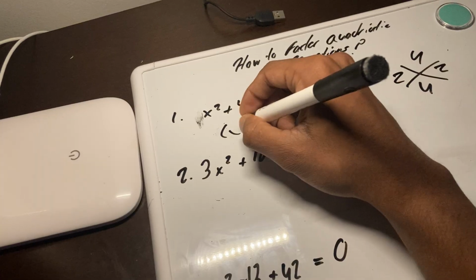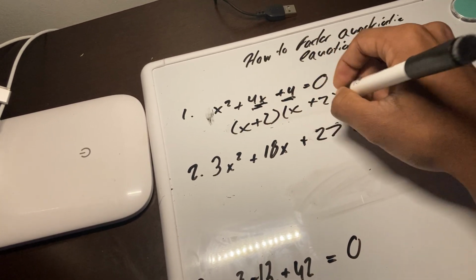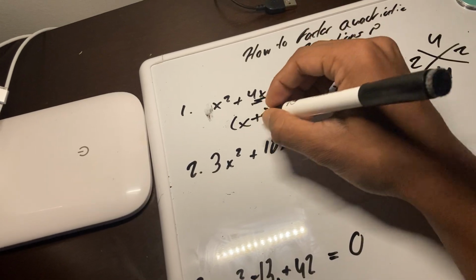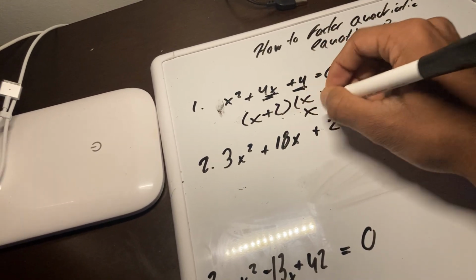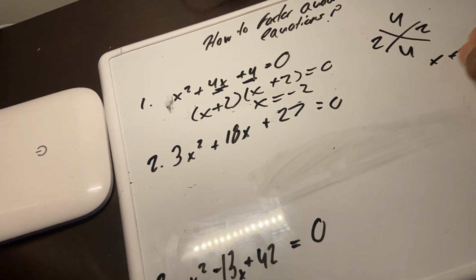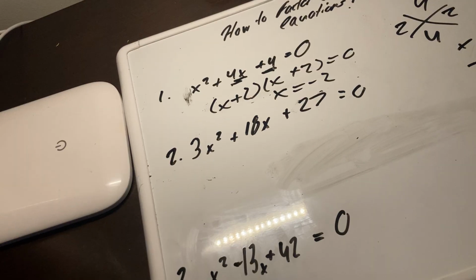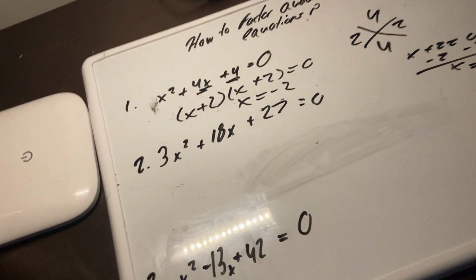So our factored form would be (x plus 2)(x plus 2) equals 0. And if we subtract 2 on both sides, we get x equals -2. If you're curious how I did that, it's pretty simple. x plus 2 equals 0, minus 2 on both sides, and voila, you get x equals -2.